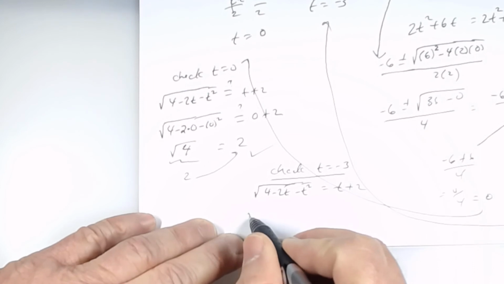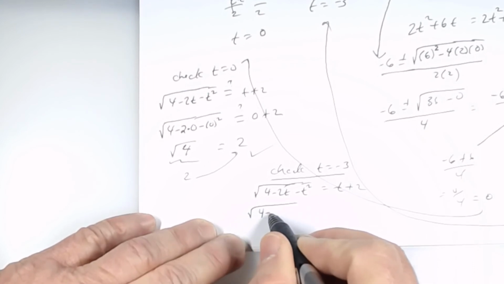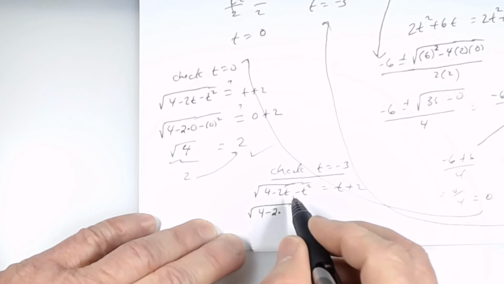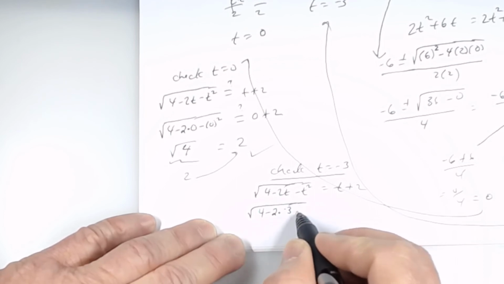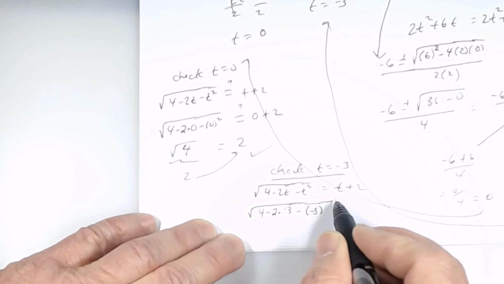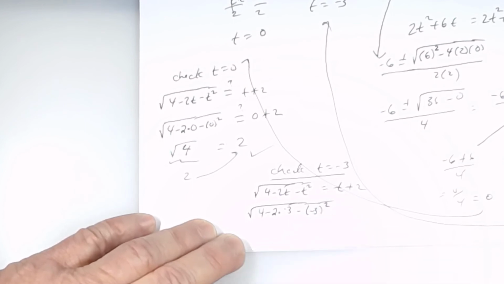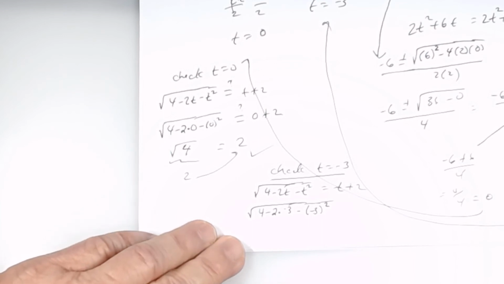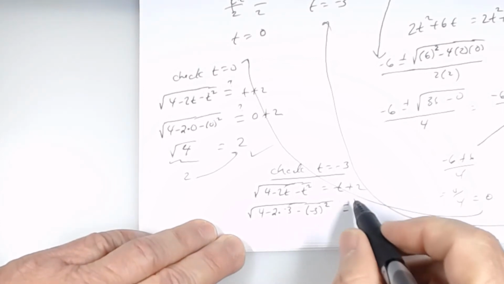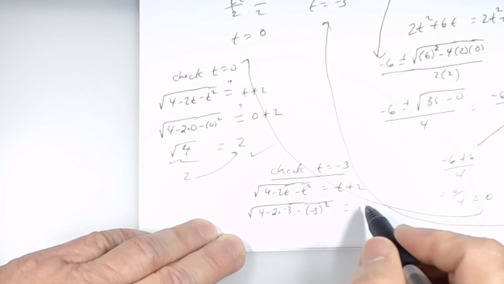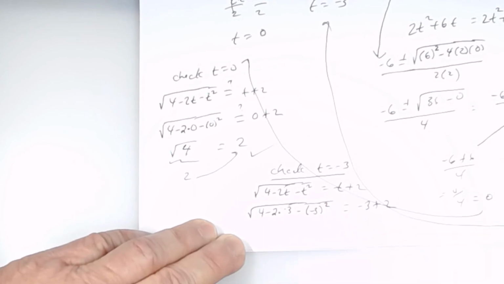So notice that's the square root of 4 minus 2 times t. What's t? Negative 3. Minus t, I'm putting that in parentheses. And what am I doing to that negative 3? Squaring it. So that's how it looks. Now you can't see it very well because of our projection system. Equal, and then what's t again? No, t is not 3. What's t? So I get negative 3 plus 2.